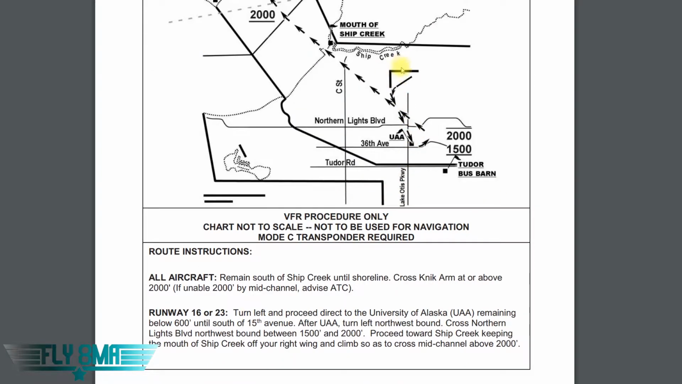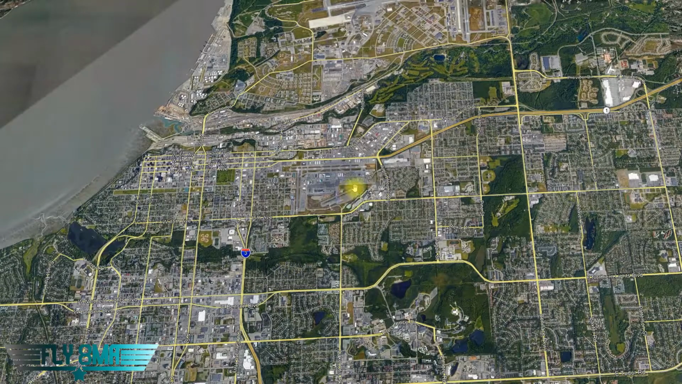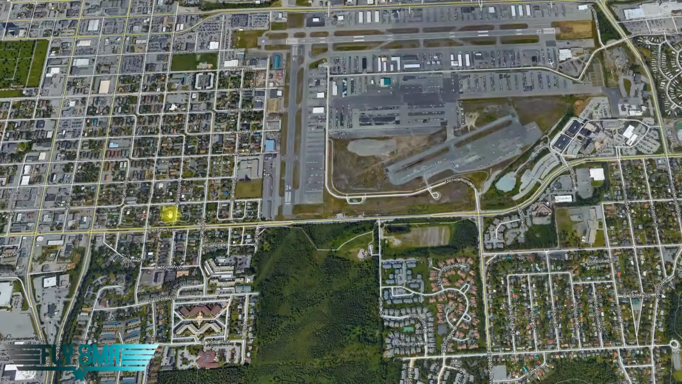The trick here to the City High when you're coming off of runway 23 or runway 16 is they want you to turn left and proceed directly to UAA, like we said, but you want to do that below 600 feet until you're south of 15th Avenue, all right? So let's go ahead and take a look at the roads. Where is 15th Avenue? Well, there is Merrill. There's runway 23 and runway 16, and 15th Avenue is this road right here. So as soon as you cross the departure end of runway 16, or as soon as you see this road just outside the airport fence right there, that is 15th Avenue. That is when you can go ahead and start climbing above 600 feet.